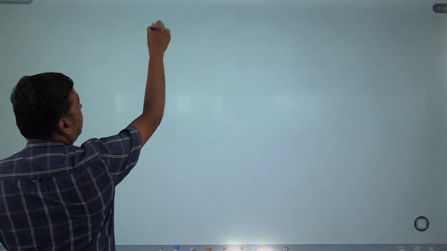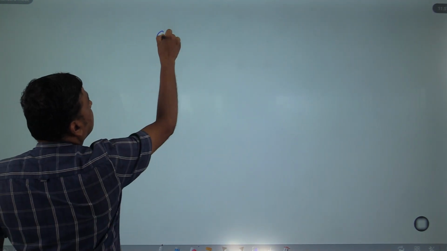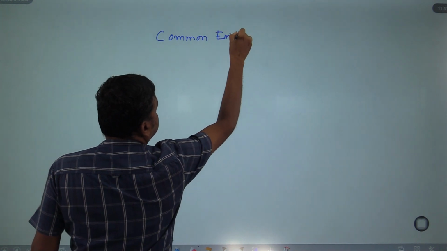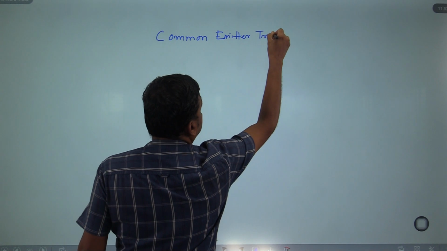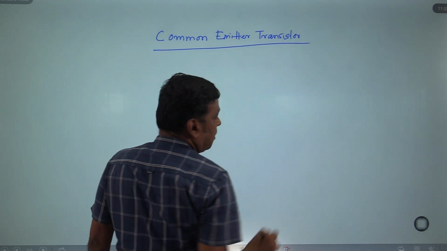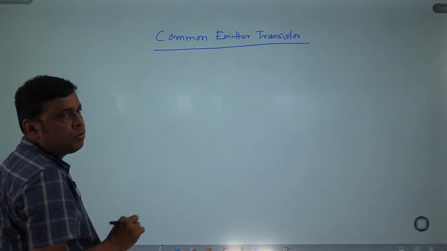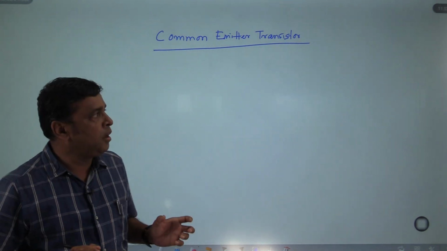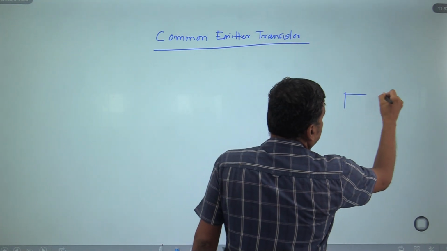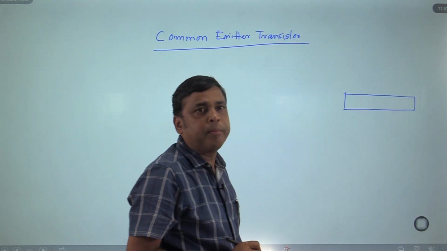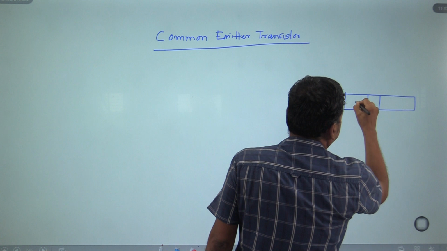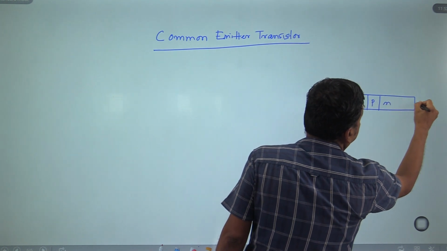First, now I am going to draw a simple common emitter transistor. So, just now I will give you a brief introduction of the simple transistor. A transistor may be an NPN transistor or it may be a PNP transistor. Suppose this is your NPN transistor.